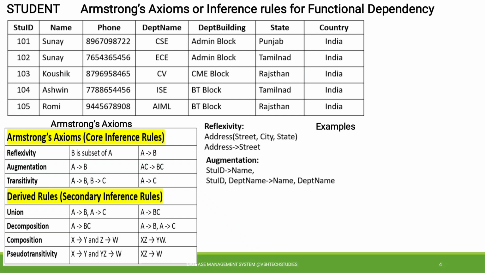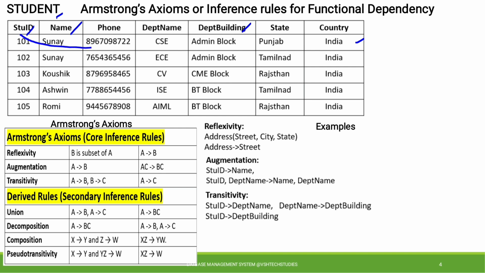Next we'll see the transitivity rule. Here in the student table, student ID is the key. It can determine the value of any attribute in the table in any row. So student ID can determine the name value. Similarly, it can determine the department building value. But for this, first it determines the department name for the student with ID 101. So CSE is the department name for student ID 101. Then once the department name is determined, from that the department building value is obtained. So student ID is able to determine the department building value indirectly.